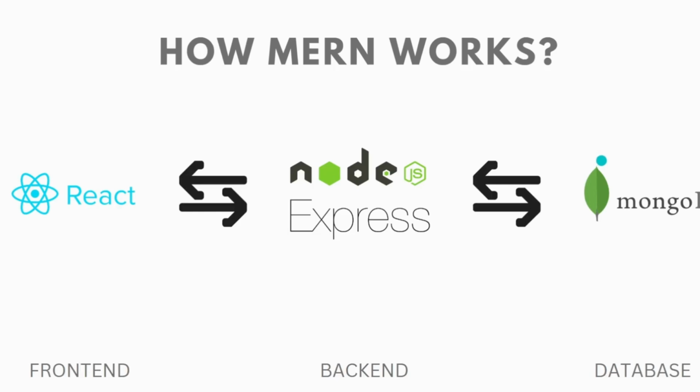So now let's understand how MERN actually works. The MERN stack is a full stack JavaScript framework that allows developers to build modern web applications. Each component in the stack plays a specific role, and they work together seamlessly to create a cohesive and efficient development environment. Here's how the MERN stack works together.